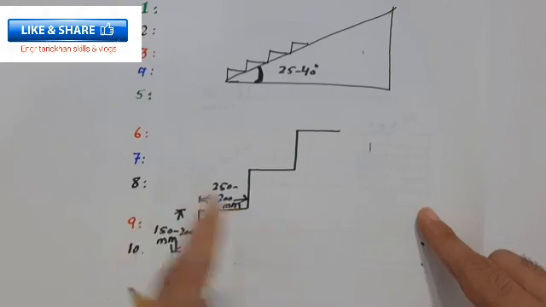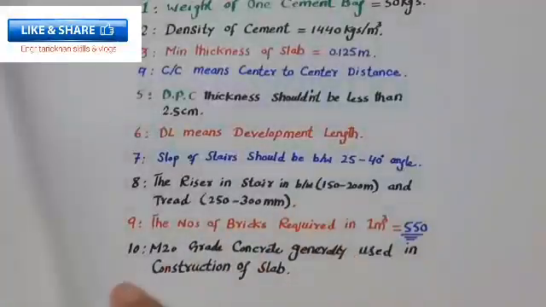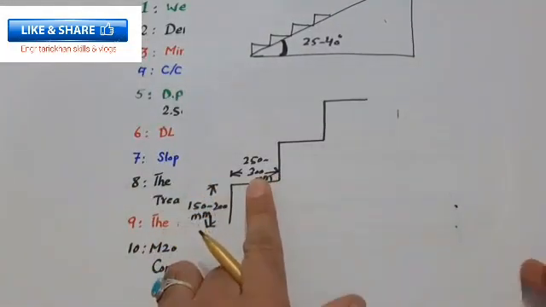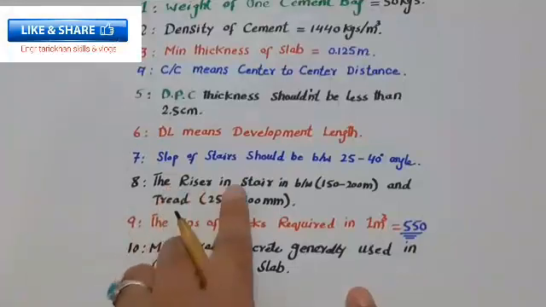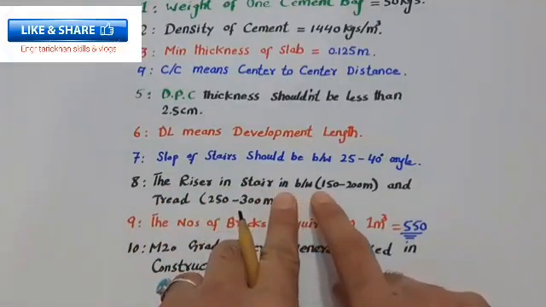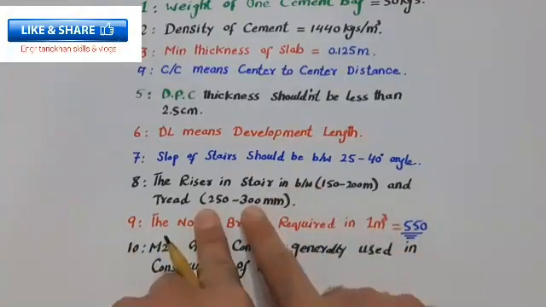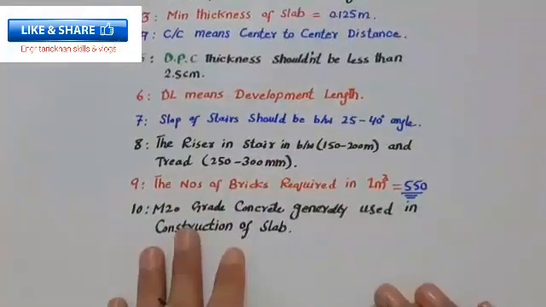Right, this one. The vertical is the riser, the horizontal is the tread. So the riser is between 150 to 200 mm and the tread is 250 to 300 millimeter. Okay, this is very important and useful.